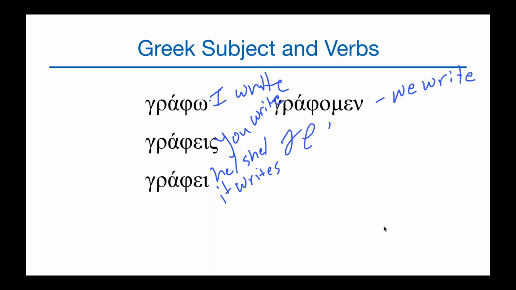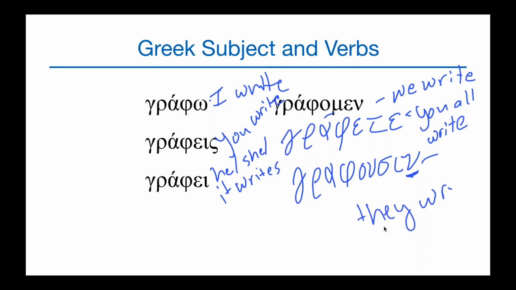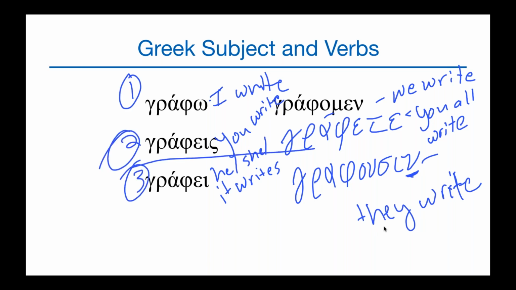I'm not sure why he didn't continue this, but graphete is you all write. And graphousin or graphousi, depending on which is the next letter in the sentence, whether or not this will be there, is they write. Okay, so first person, second person, third person.